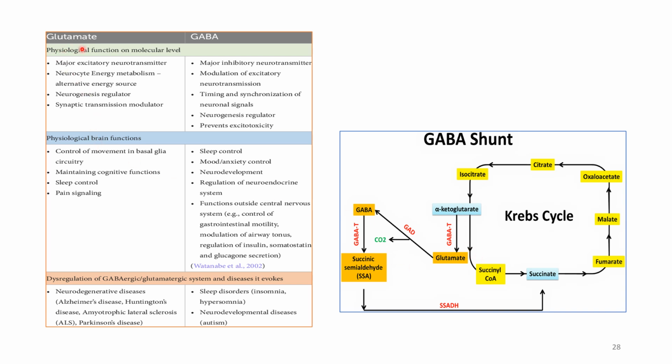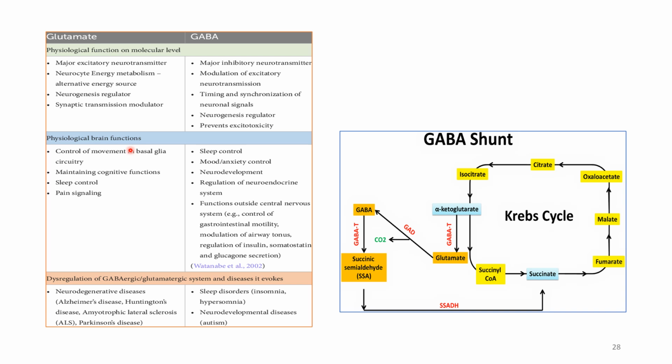Now you can see the differences between glutamate and GABA. These are the major neurotransmitters in the brain. Glutamate is excitatory and GABA is inhibitory. On the molecular level, glutamate is a major excitatory neurotransmitter and is important in neurocyte energy metabolism, so it leads to an alternate energy source. It also acts as a regulator in neurogenesis, and it is a modulator at the synaptic transmission.